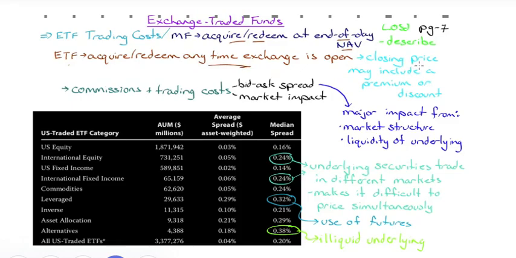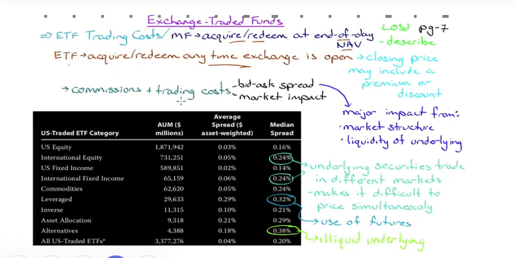The closing price on an ETF may include a premium or discount to the closing net asset value of the ETF fund, even though there's arbitrage available to keep the price within a tight range of NAV. They still may close at either a premium or a discount. And that's because of two particular reasons. One is called market structure. The other is the liquidity or the volatility of the underlying. So we'll look at each one.